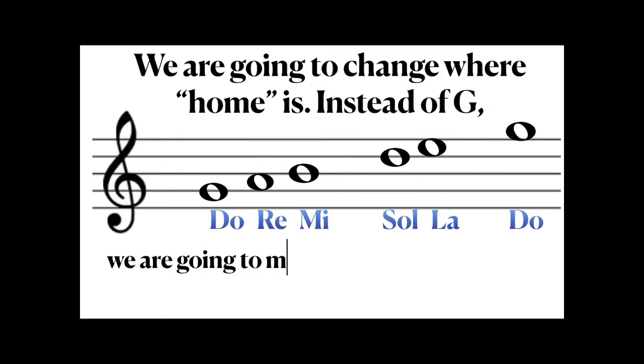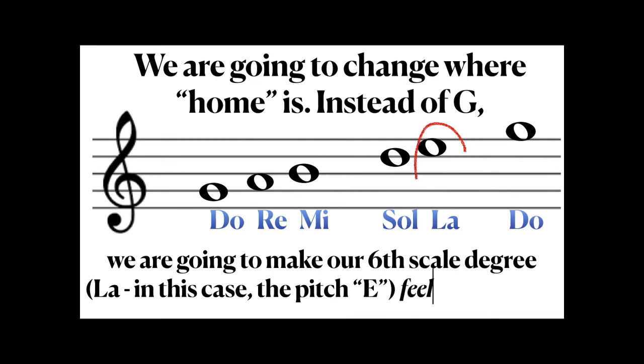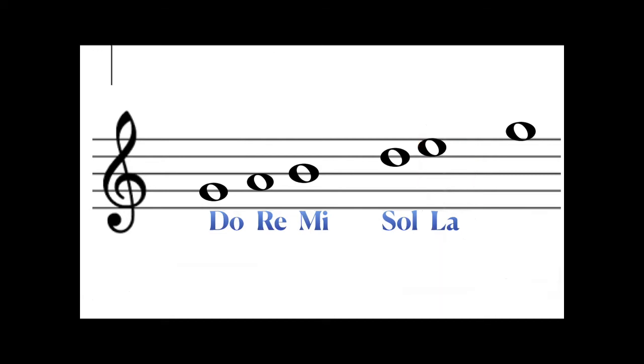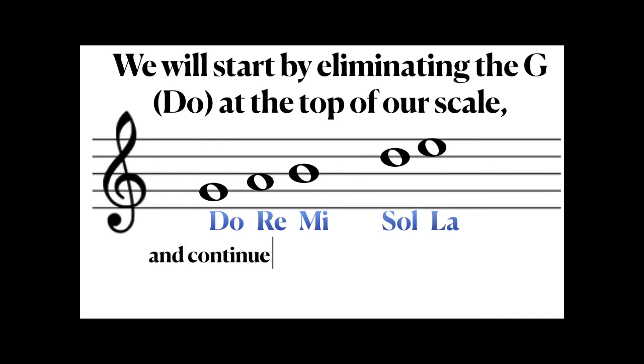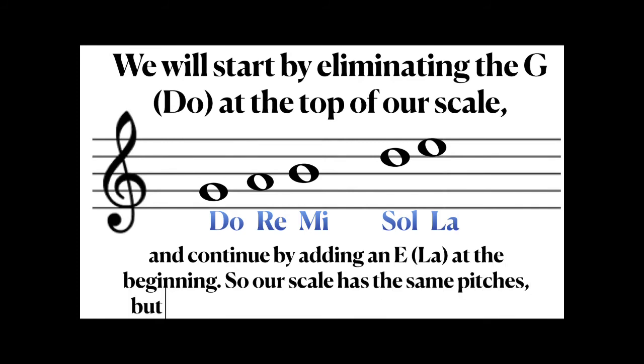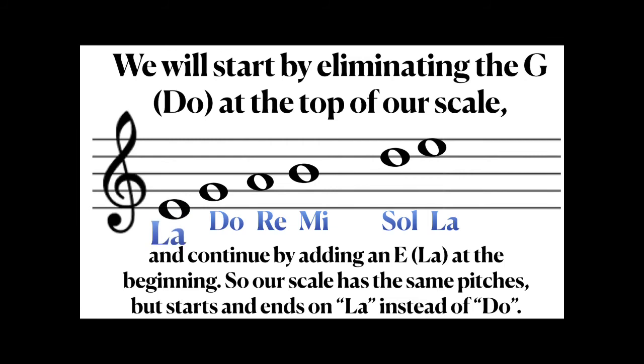Instead of G being home, we are going to make our 6th scale degree, La, or in this case the pitch E, feel like home. We will start by eliminating the G, or Do, at the top of our scale, and continue by adding an E, or the solfege La, at the beginning. So our scale has the same pitches, but starts and ends on La instead of Do. Let's hear what that sounds like.